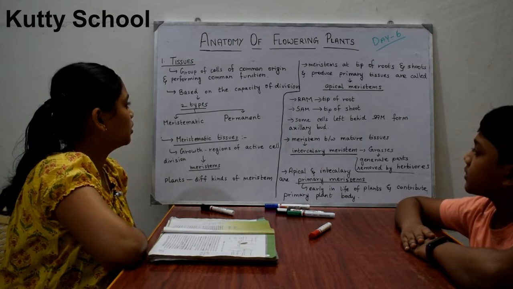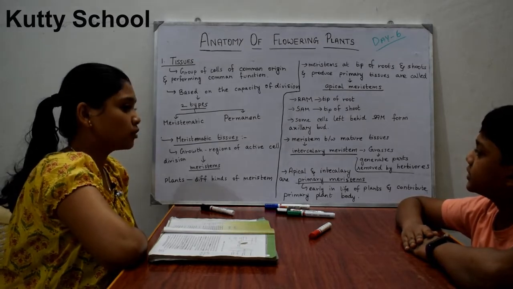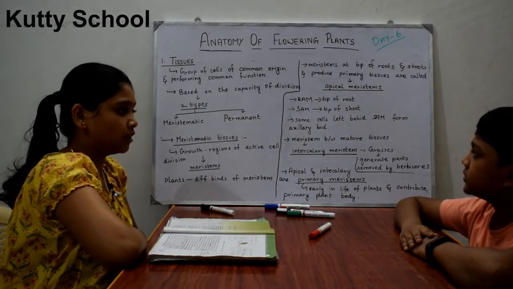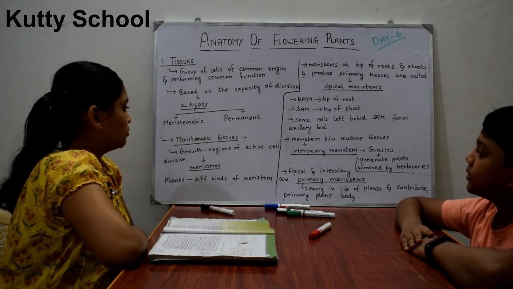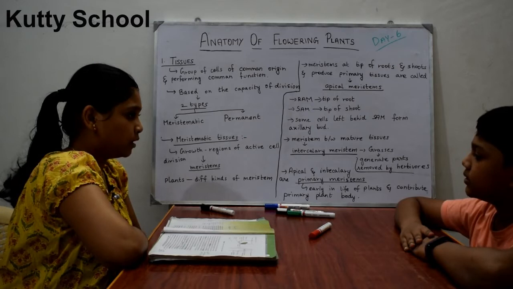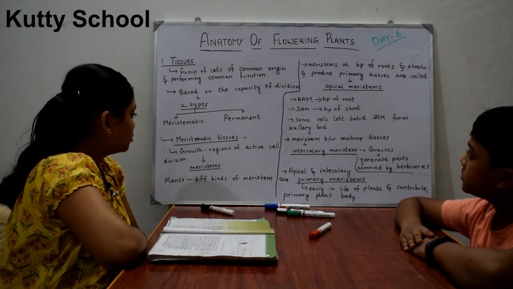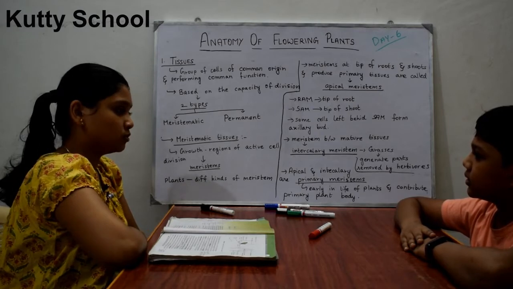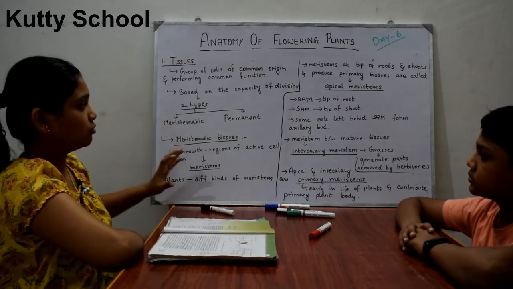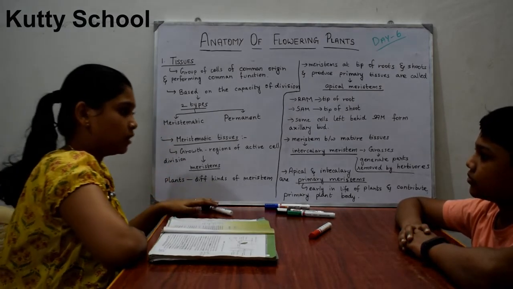Based on the capacity of division, whether it can divide or whether it cannot divide, tissues are divided into 2 types: meristematic tissues and permanent tissues. So now we are going to see about meristematic tissues, the subtopic under tissues.